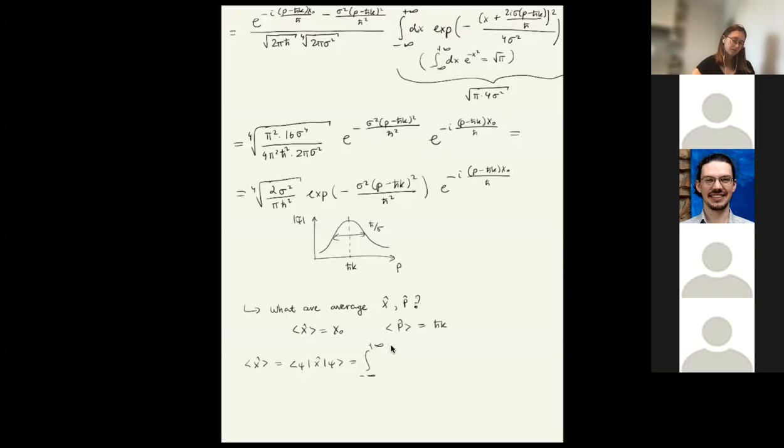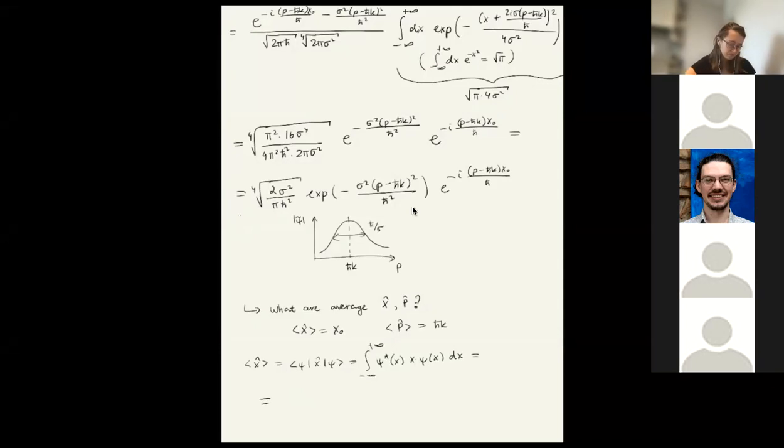So the average of x is just psi x psi, which is equal to the integral from minus infinity to plus infinity of psi star of x, x, psi of x dx. And here we can just write x as a variable instead of the operator, because we know that in the position basis, the x operator simply acts as a function x.